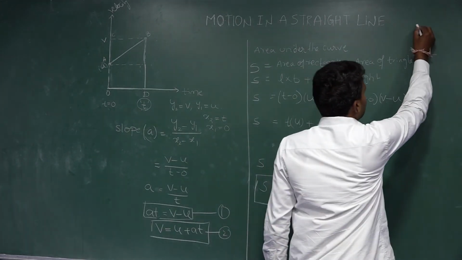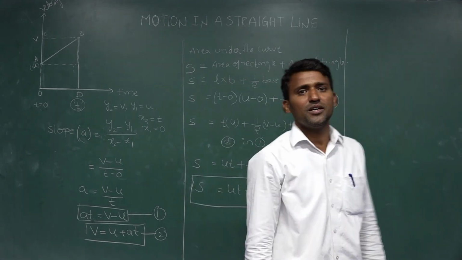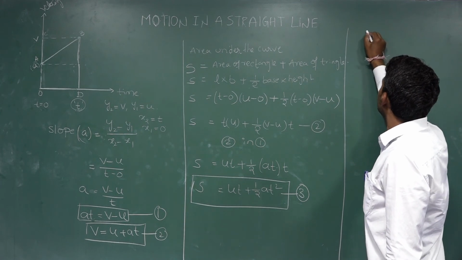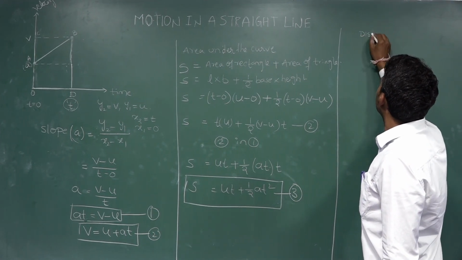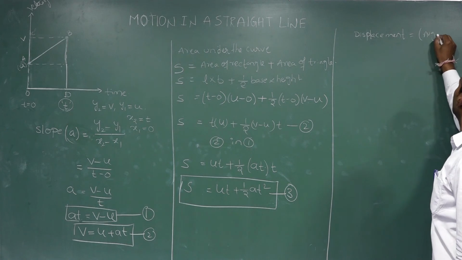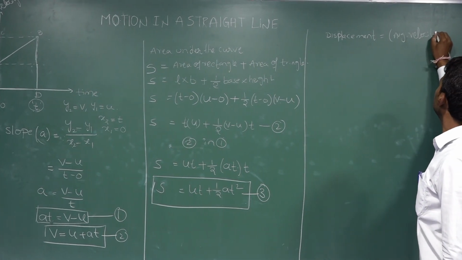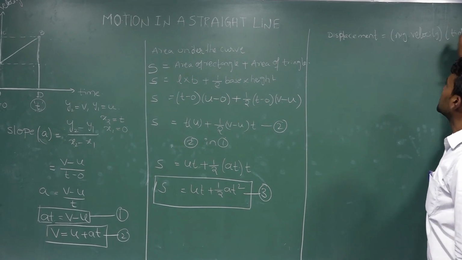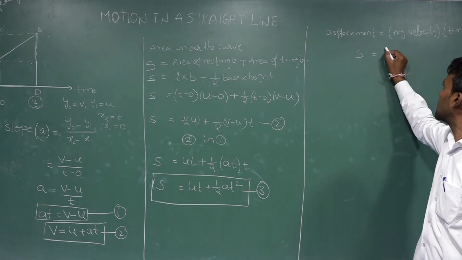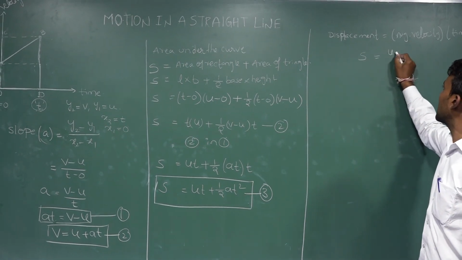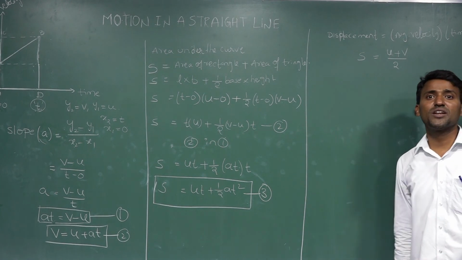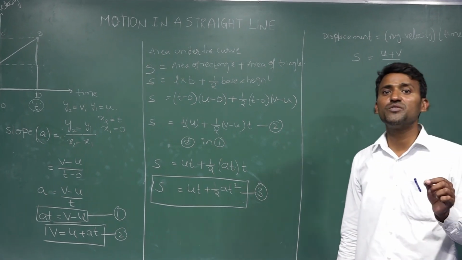And the third one: displacement is equal to average velocity into time. So the displacement symbol is S. Average velocity is equal to the initial velocity plus the final velocity divided by 2. Yes, we already proved this equation. The average velocity equation is v1 plus v2 divided by 2.